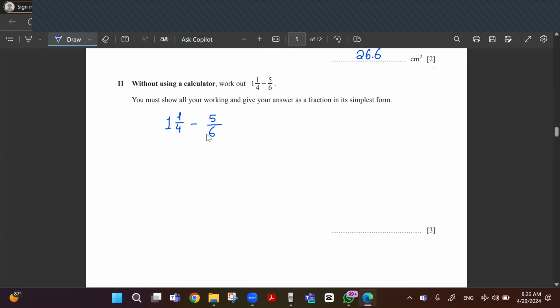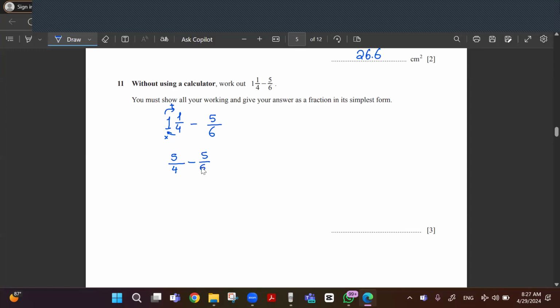How to do this? Start with what? The mixed number should be made improper first. So how to do it? It will be over 4 as it is. 4 multiplied by 1, 4. Plus 1, 5. So from here to here, multiply. Then from here to here, plus. So it will be 5 over 4 minus 5 over 6.